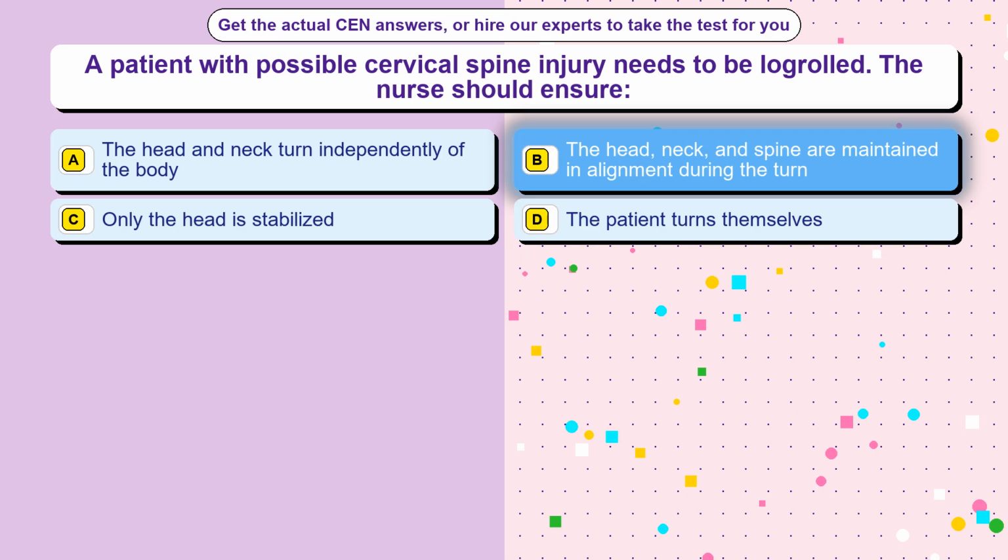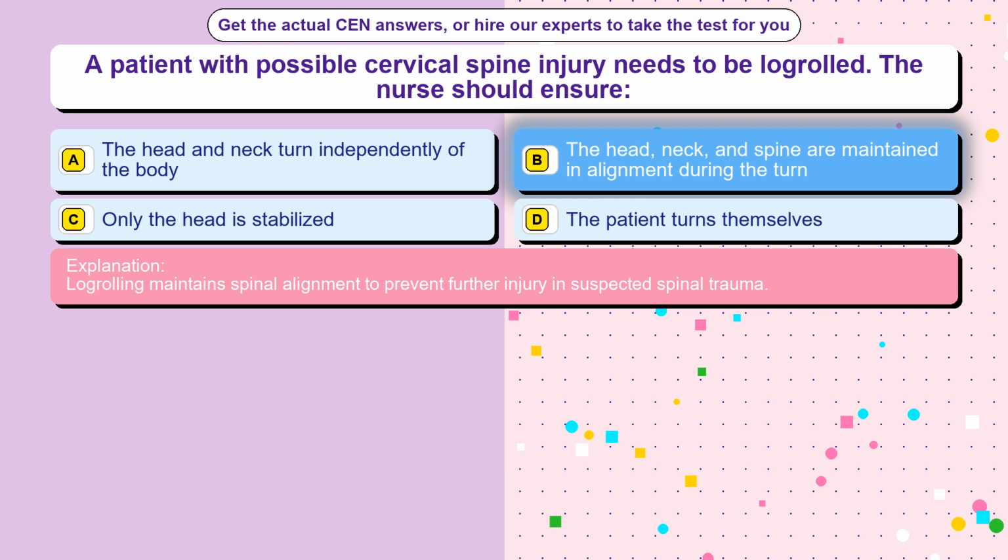The correct answer is option B. The head, neck, and spine are maintained in alignment during the turn. Log rolling maintains spinal alignment to prevent further injury in suspected spinal trauma.